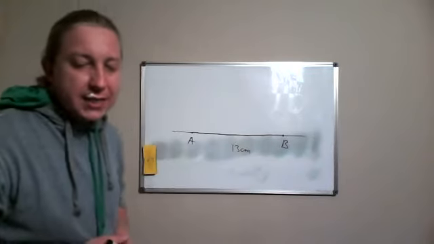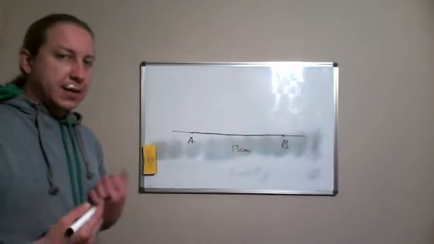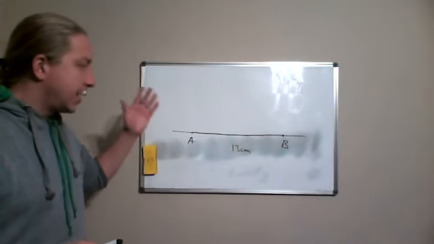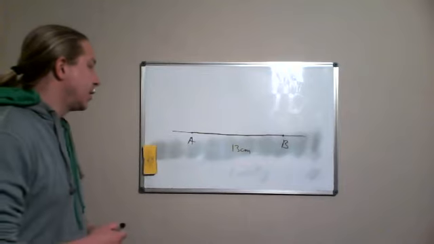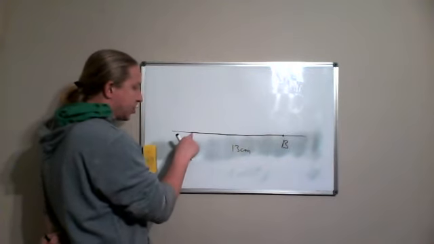Angle A is 47 degrees. Okay, so obviously now we need to use our protractor. They didn't say construct an angle. They said A is 47 degrees. So we're going to put our protractor over here. The center is going to go there.